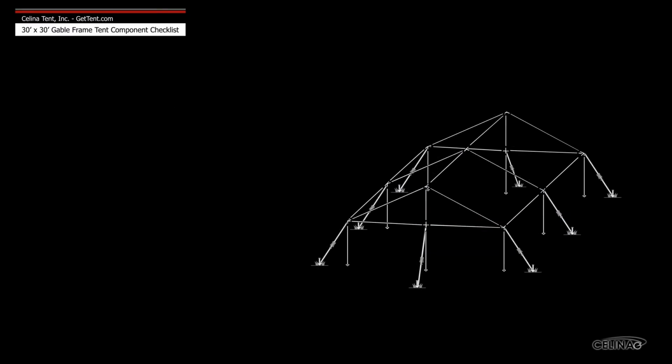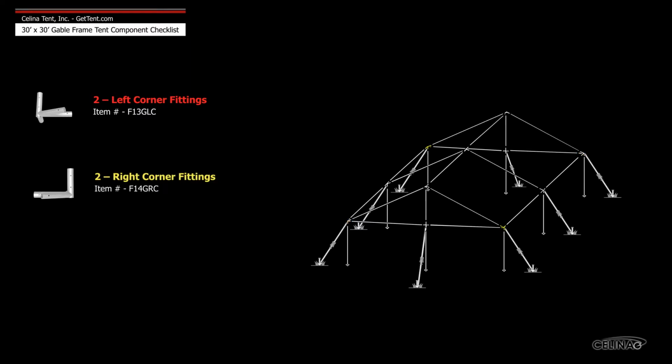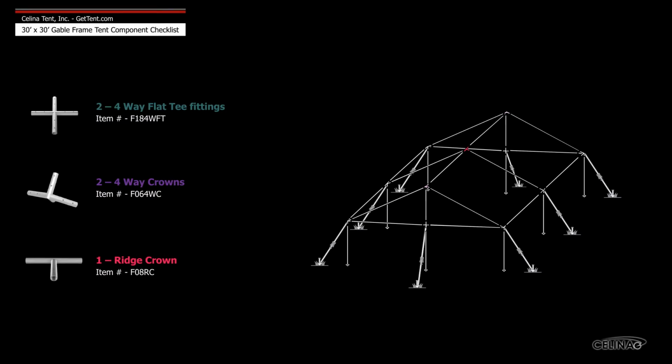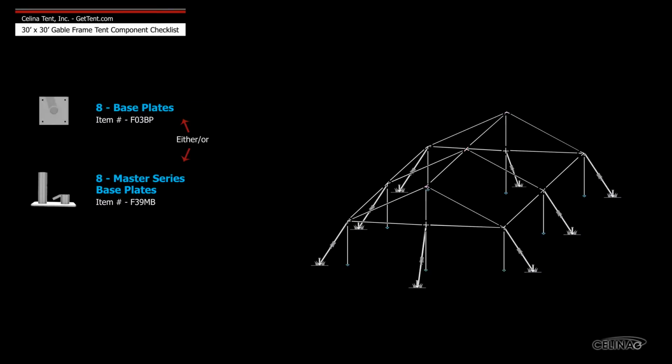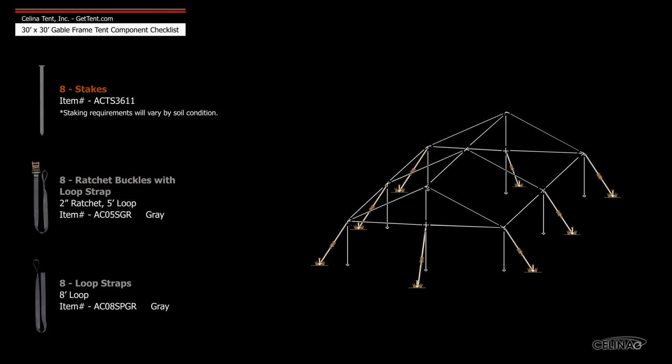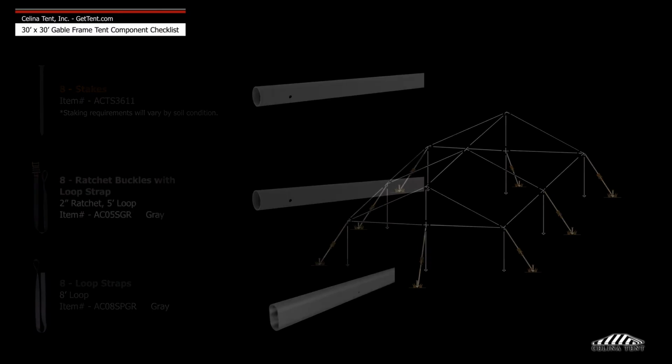Frame fittings include 2 gable left corner fittings, 2 gable right corner fittings, 2 side T fittings, 2 four-way flat T fittings, 2 gable four-way crowns, 1 ridge crown, 8 base plates or feet, and 56 pin fasteners. A minimum of 8 stakes or anchors and ratchet assemblies are required per tent.